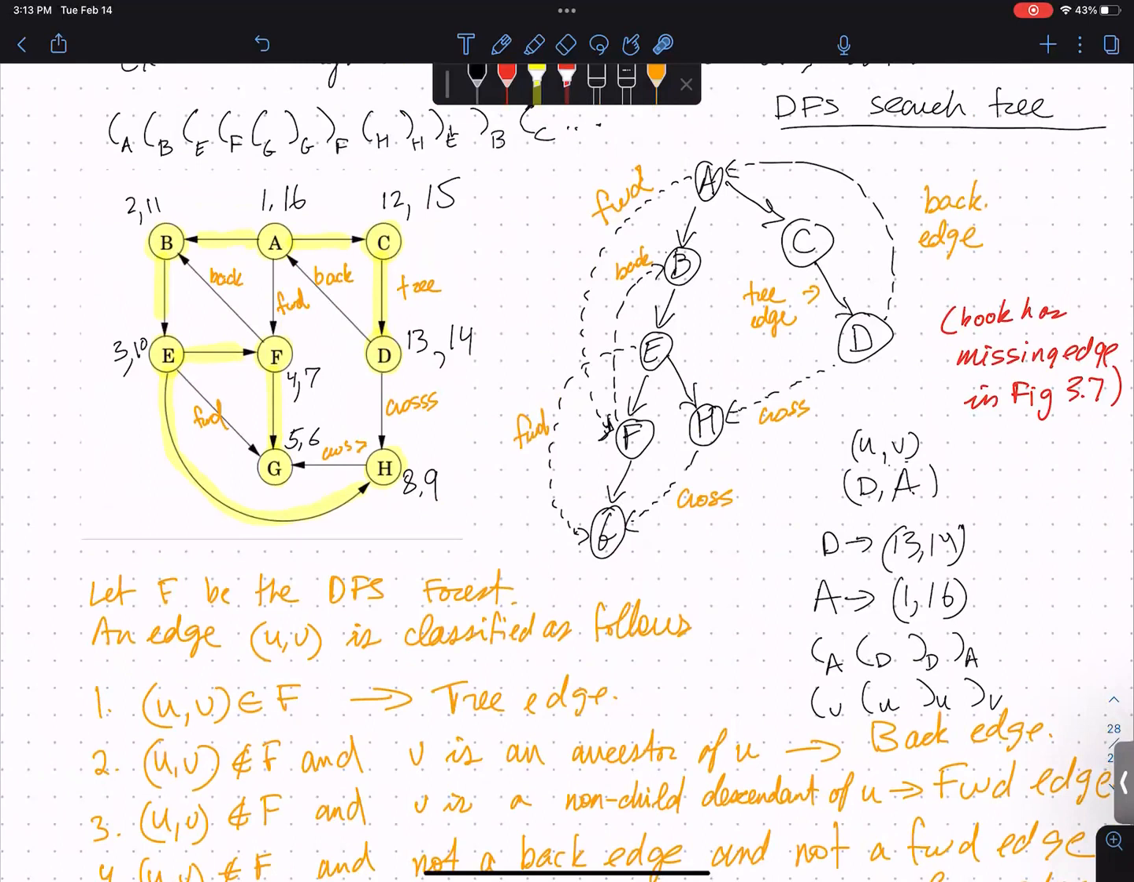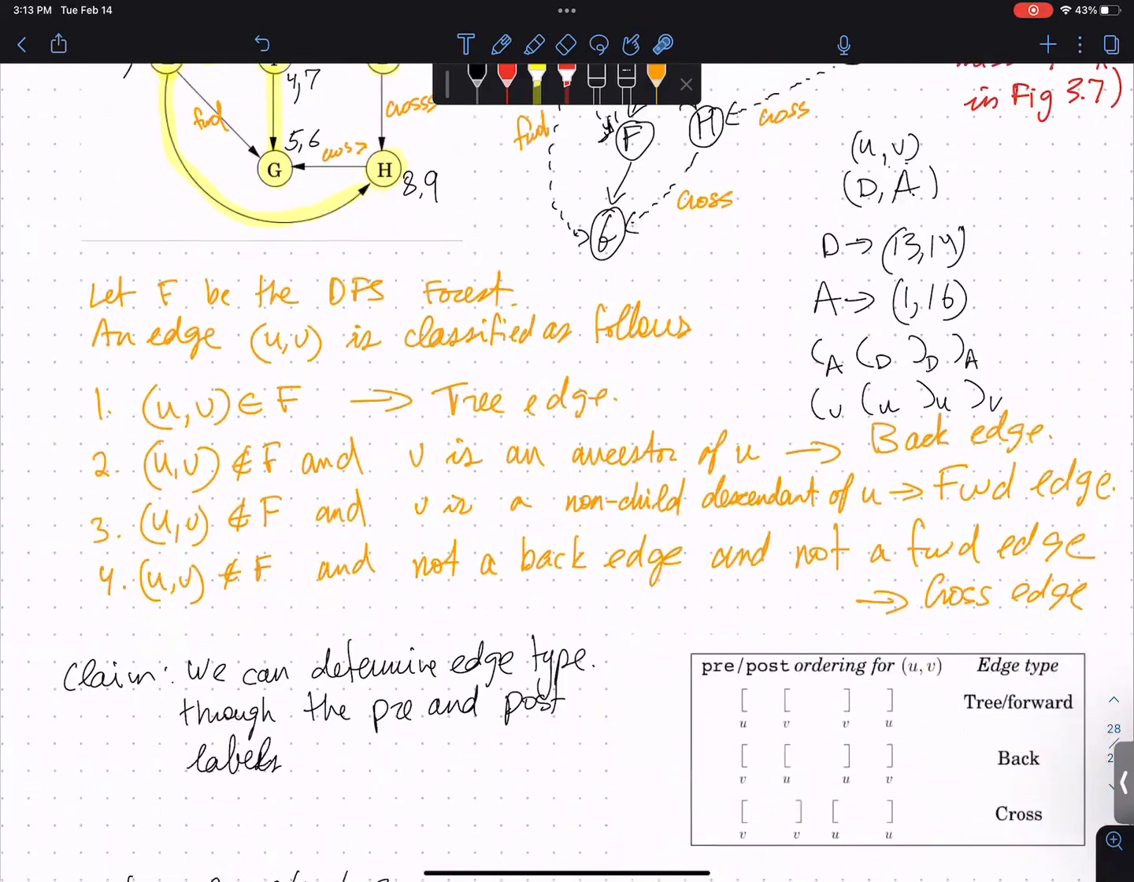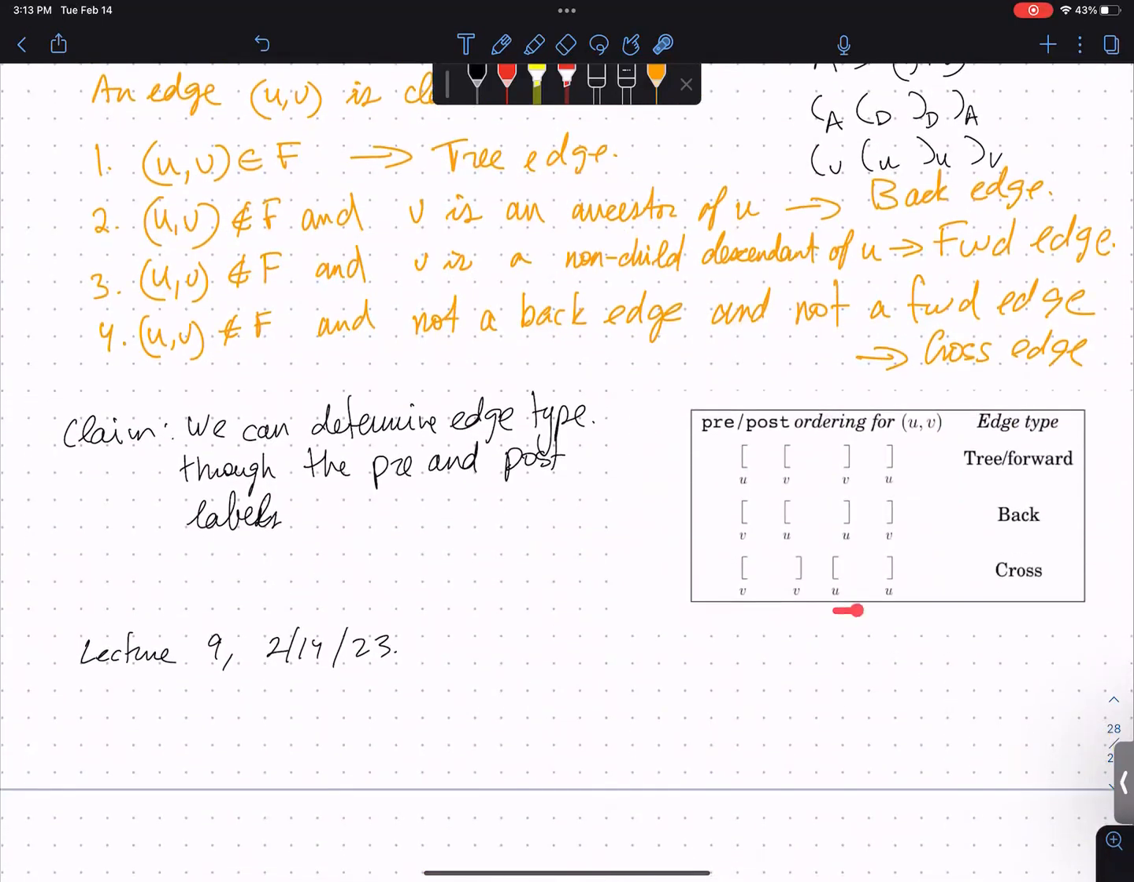And then all the other leftover edges were called cross edges. So this was a cross edge. Notice that it's not going from a node to its descendant or to its ancestor. And it's also not in the tree. So this is a cross edge. In terms of the intervals, we have that V's interval is start and finish before U's interval.